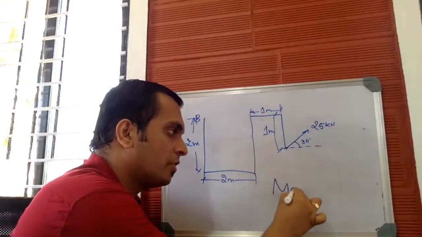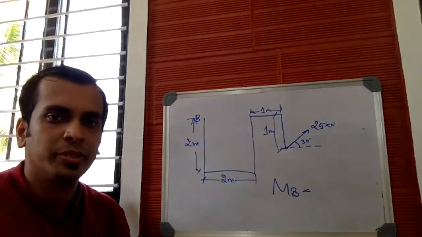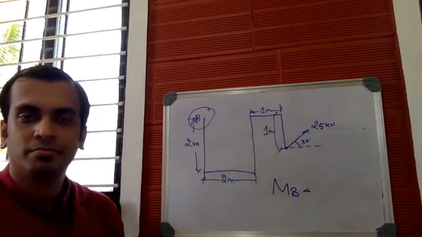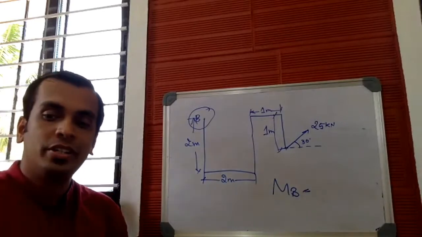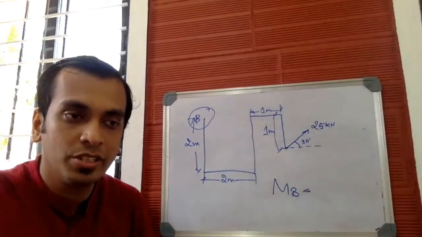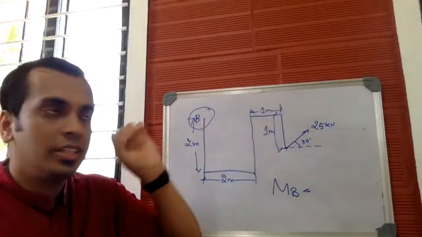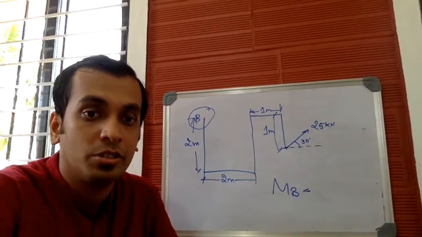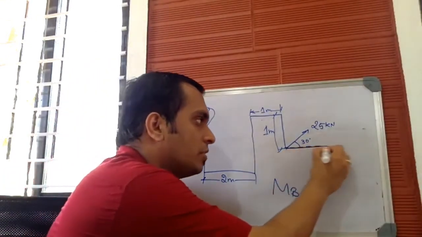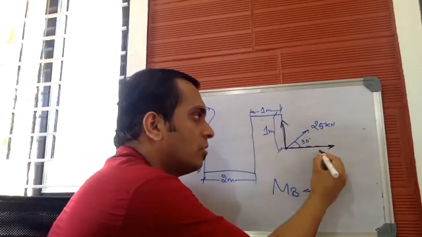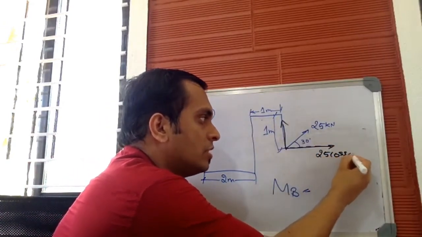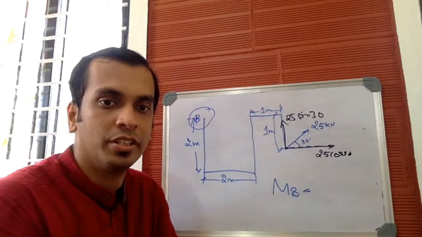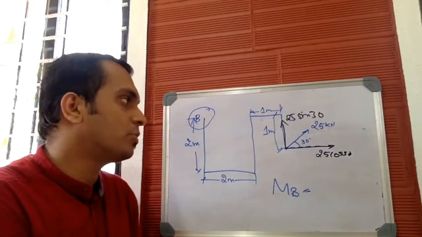Moment about point B. Single step answer. In order to find the moment, this is point B for the reference. Here the given force is inclined. Whenever you have an inclined force, you have to resolve it into its horizontal and vertical components. This is the horizontal component, and this is the vertical component. Horizontal component is 25 cos 30, and vertical component is 25 sine 30. So both the forces will produce moment about point B.